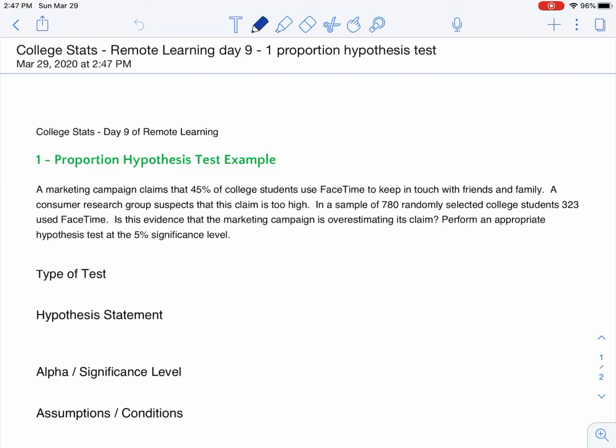All right, here we go. We are jumping into one of the most important topics in statistics, which is hypothesis testing. We're going to spend a couple of days on just this one question because I don't want to overwhelm you. Let's jump in.